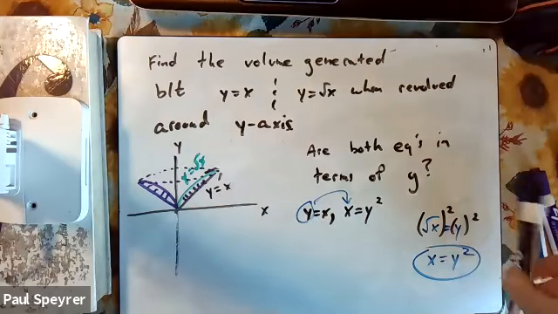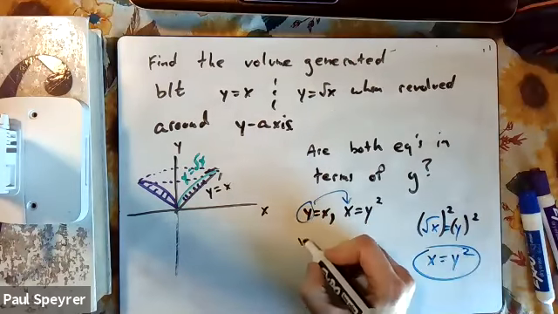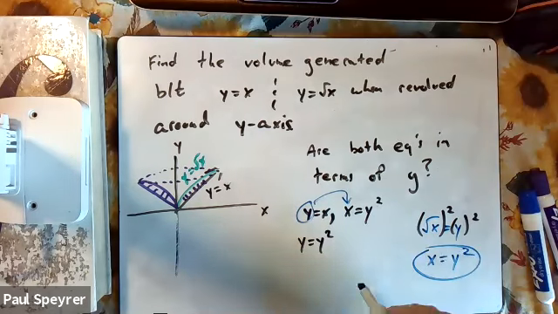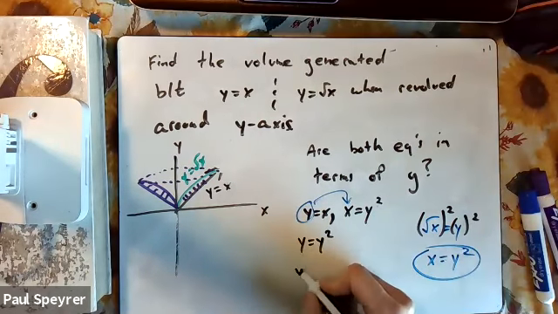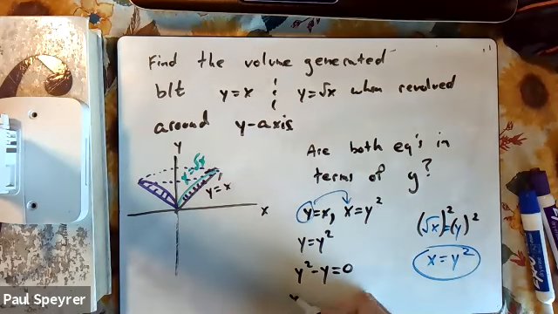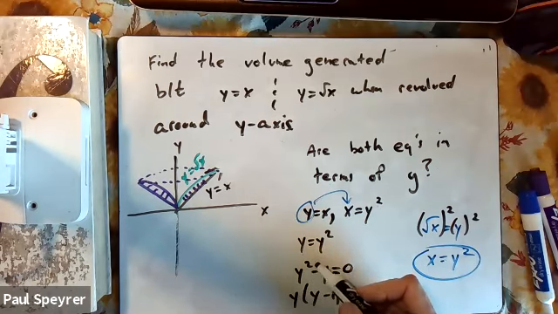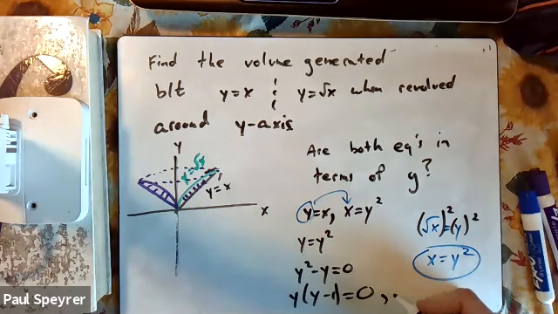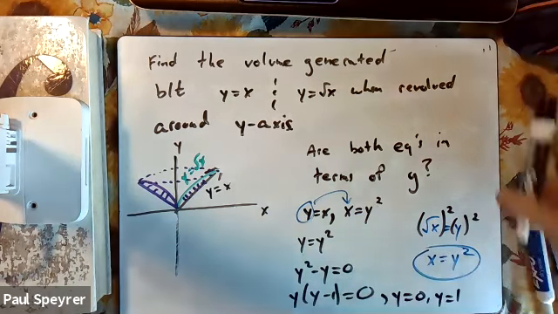It doesn't matter. If you plug this into this, you get y equals y squared. Again, you set it to 0. You get y squared minus y equals 0. Then we can factor. Remember, anytime you have a variable with a power higher than 1 and you're trying to solve it for that variable, you have to set it to 0. So we get y equals 0 and y equals 1. So we have our limits.